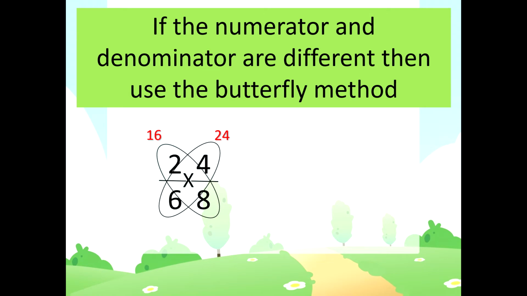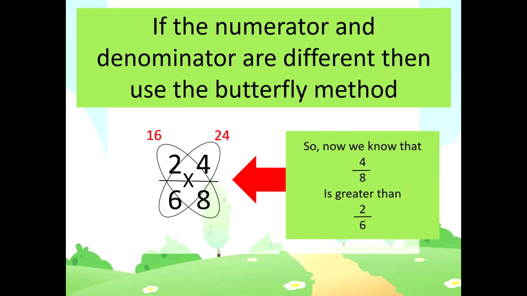Then we will check the numbers. So we have 24 and we have 16. We will see which number is greater. Of course 24 is greater than 16. So 4/8 is greater than 2/6. So now we know that 4/8 is greater than 2/6.